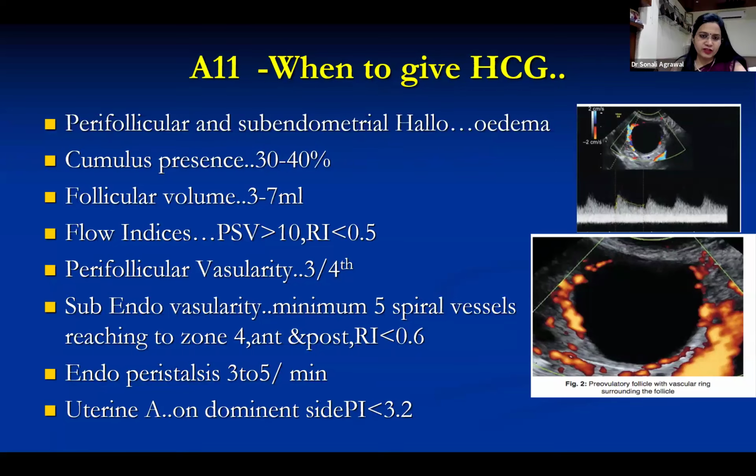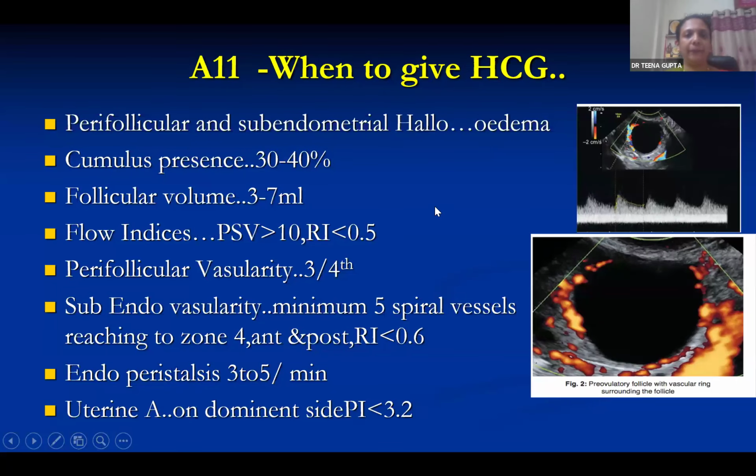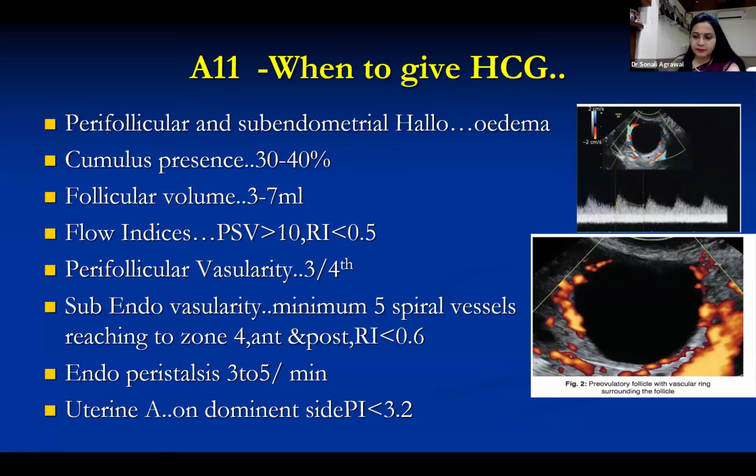These are the parameters. The size of the follicle, the presence of cumulus, and the endometrium also. We should see more than 18 mm, obviously. Presence of cumulus is very important. Size from 16 to 18 mm. It also depends on the type of stimulation protocol we are using; the size also depends on that. Right, so these are the measurements and these are the criteria when we can confidently give HCG.